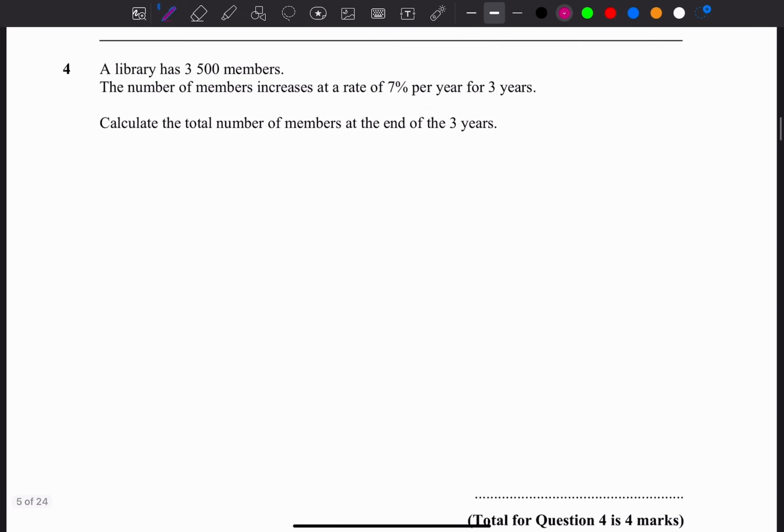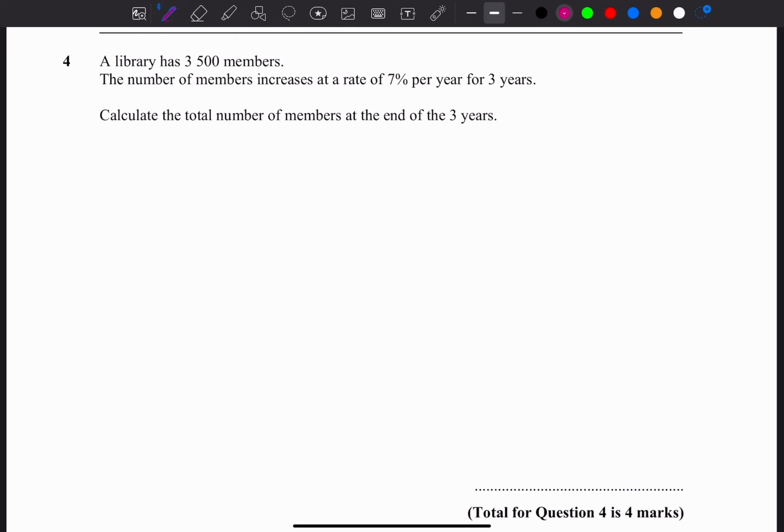Okay, next one. So what do we have? 3,500. Is it a simple interest or a compound interest? Looks like a compound interest. Look at the mark. It's 4 marks. It's not going to be simple. So it increases means 1.07 to the power 3 then. Plug it on a calculator.